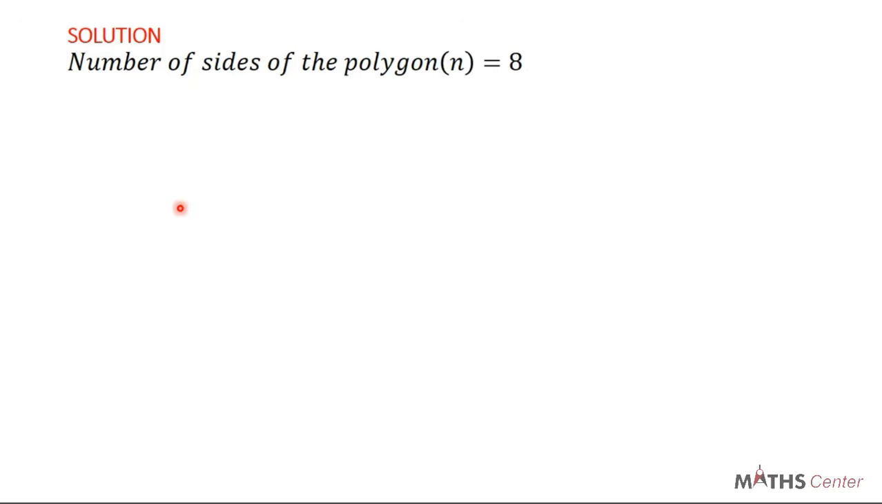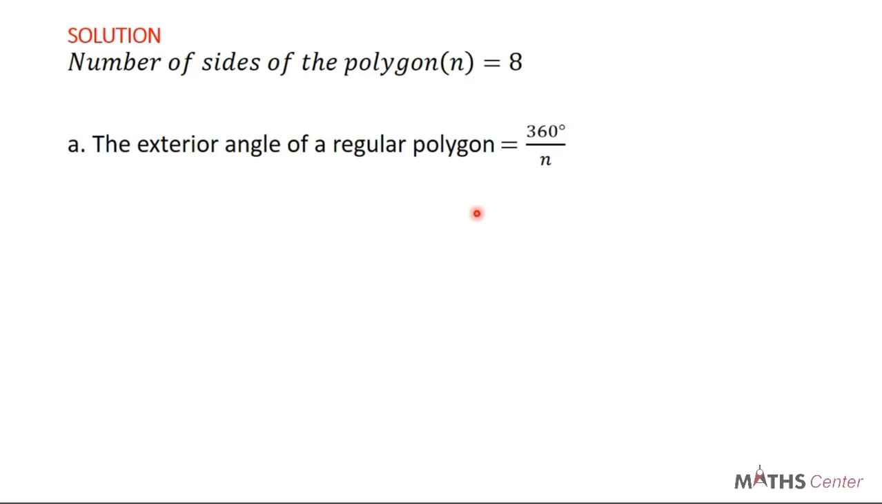Okay, we know that the number of sides of the polygon is 8, so it means that n is 8. The question told us to find the exterior angle of the polygon. We know that the exterior angle of a regular polygon is equal to 360 degrees divided by n. Remember, this is different from the sum of the exterior angles. This is the exterior angle.